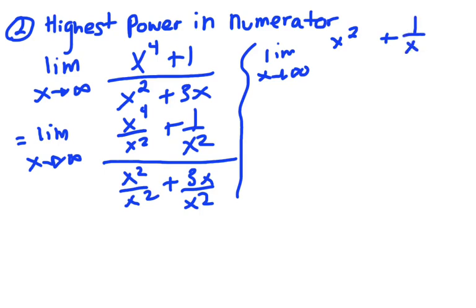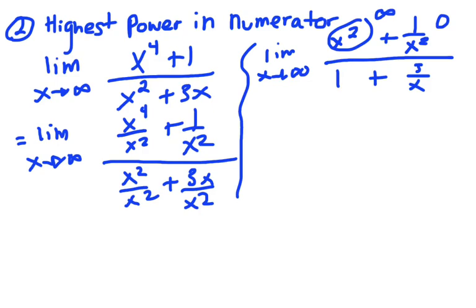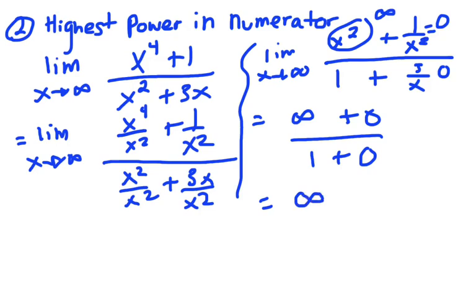So for completeness' sake, I'll finish it off here. If you look at this, this is actually infinity. This is 0, that's 1, and that's 0. So I have infinity plus 0 over 1 plus 0, and that still equals infinity. So basically what that tells me is that if the highest power is in the numerator, there's no HA, no horizontal asymptote.